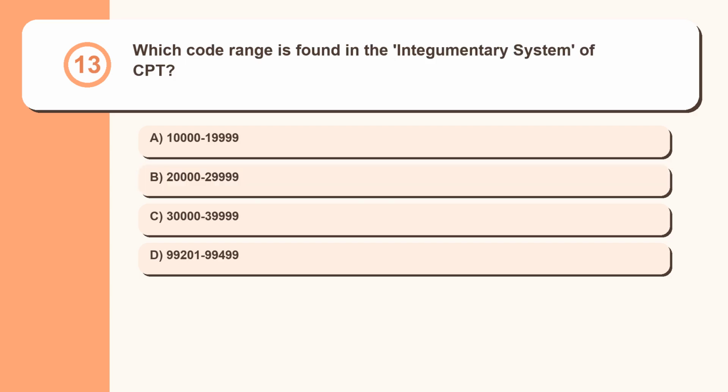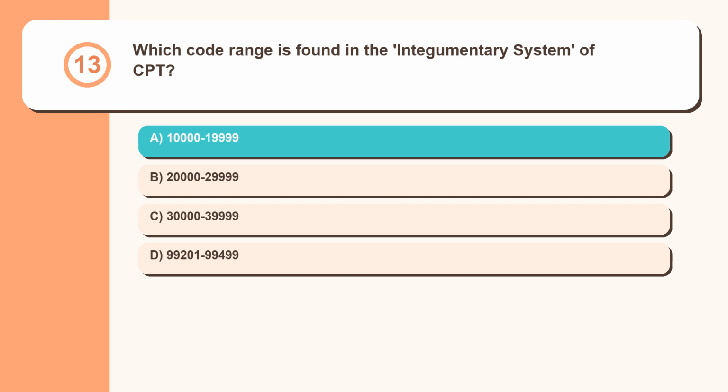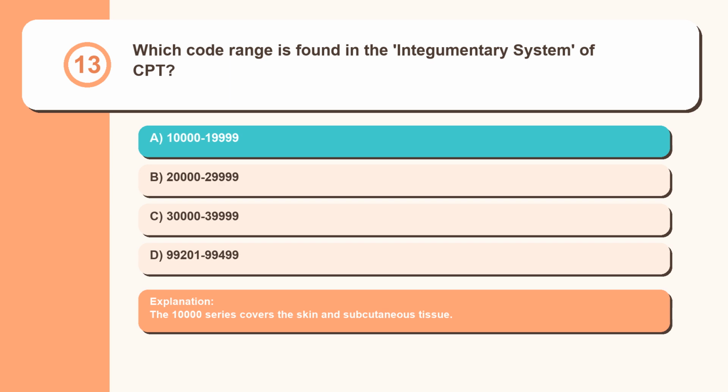Question 13. Which code range is found in the integumentary system of CPT? 10000 to 19999, 20000 to 29999, 30000 to 39999, 99201 to 99499. The 10000 series covers the skin and subcutaneous tissue.